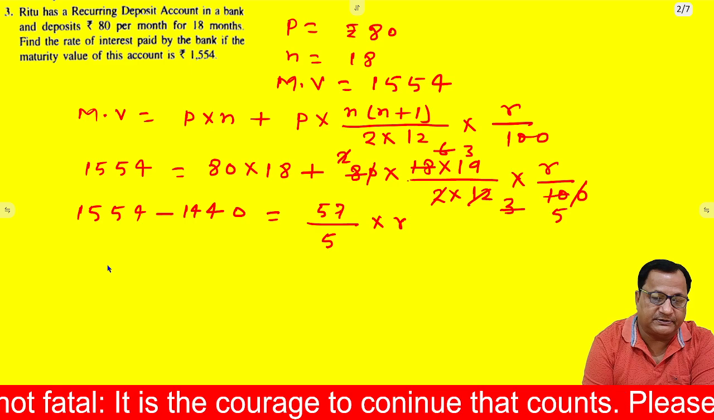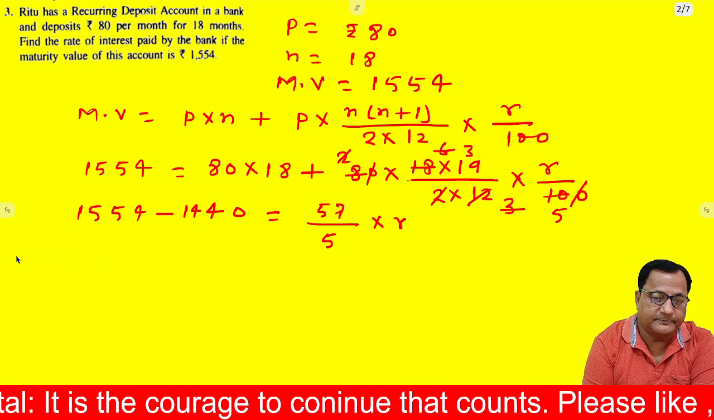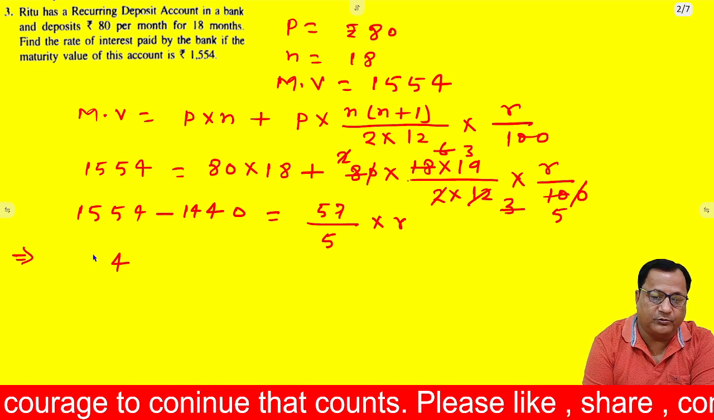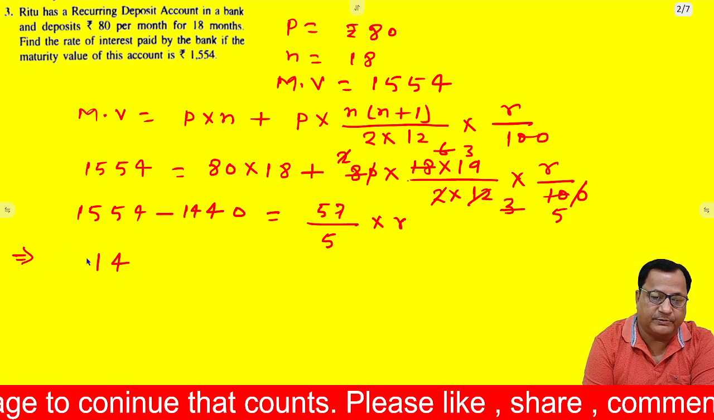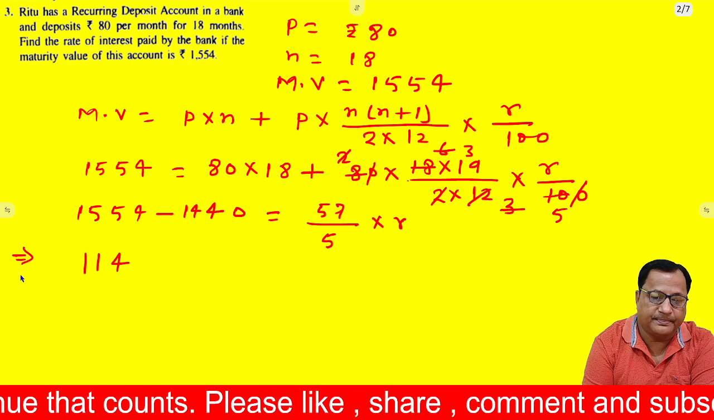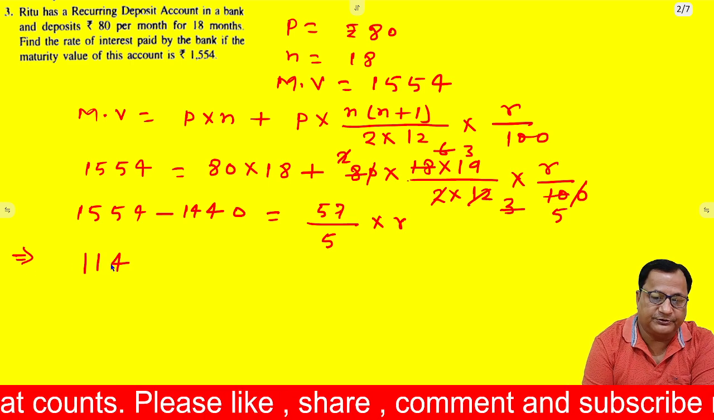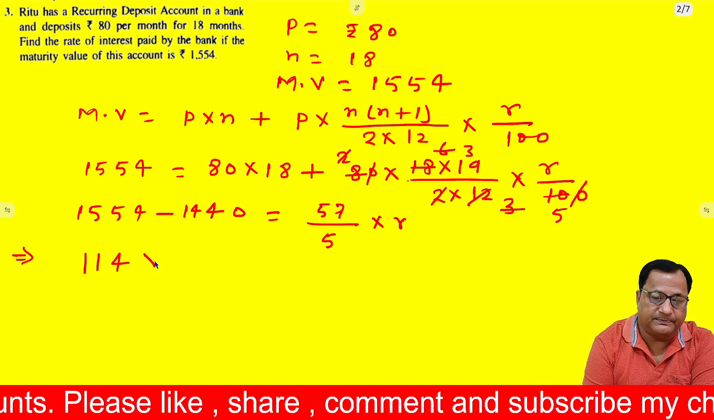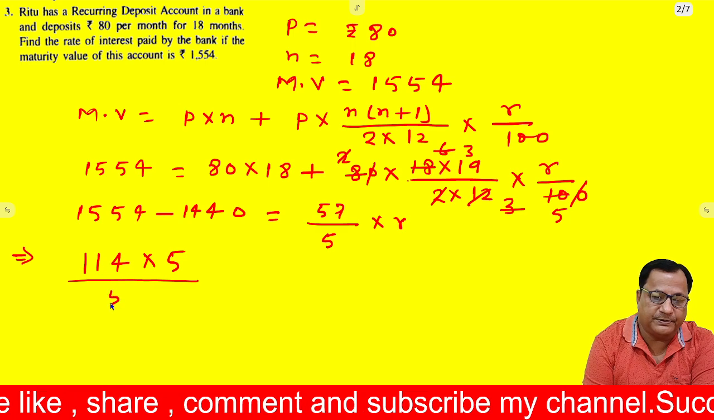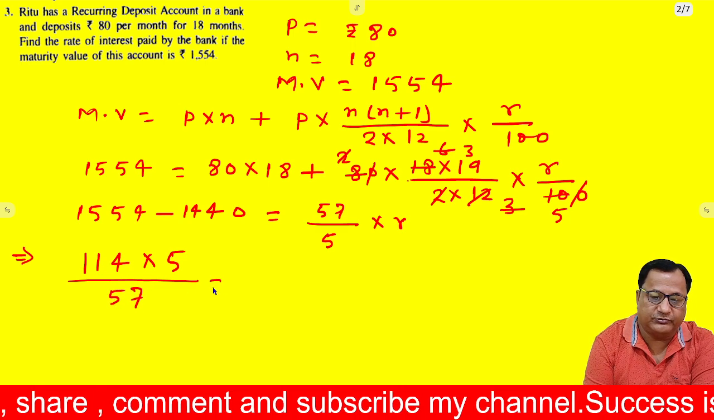If we subtract this, so this will be 114, 5 4 1, 5 4 1. This, multiply 5 divided by 57 is equal to R.